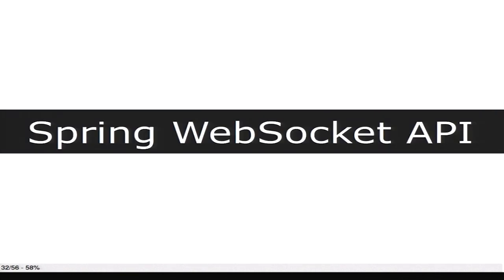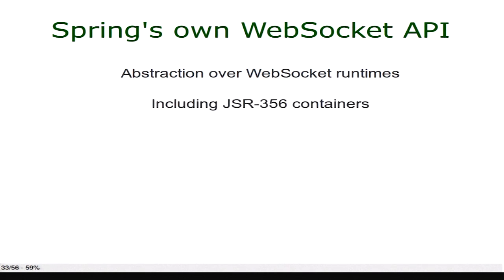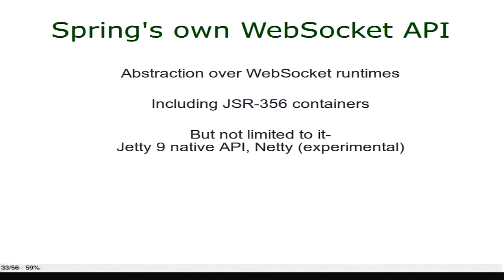Okay, so this brings us to the second half of our talk. This is where we actually start to talk about the Spring WebSocket API. Our own API is basically an abstraction over WebSocket runtimes. It allows you to build WebSocket applications and abstract the runtime that you're on underneath. That includes JSR-356 containers, so if you're running on Tomcat 8 or Jetty 9, those are supported. But it's not necessarily limited to containers that are built on JSR-356.